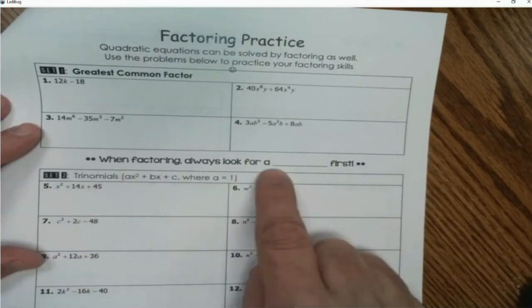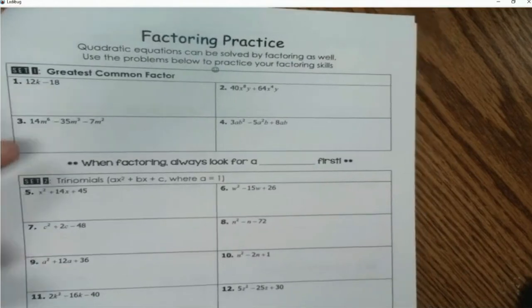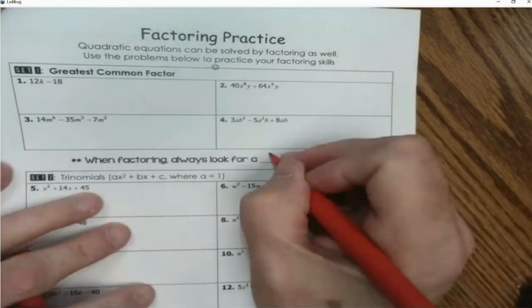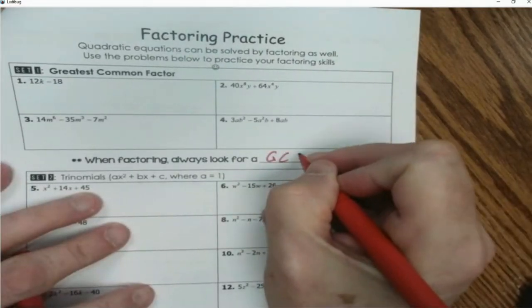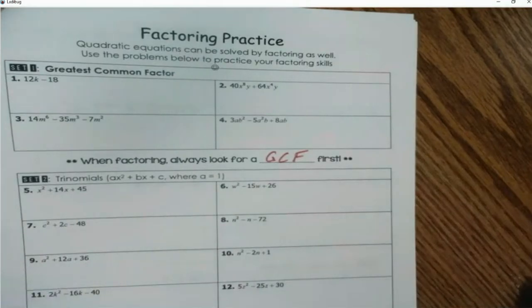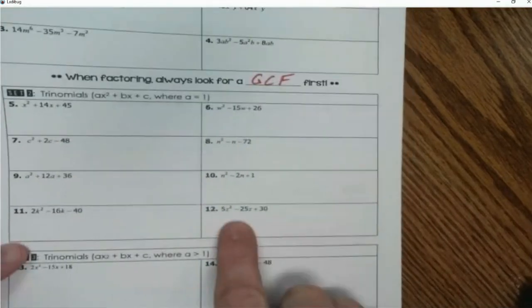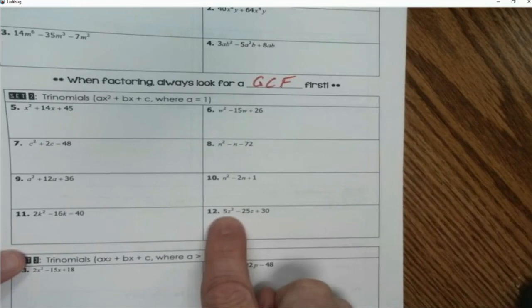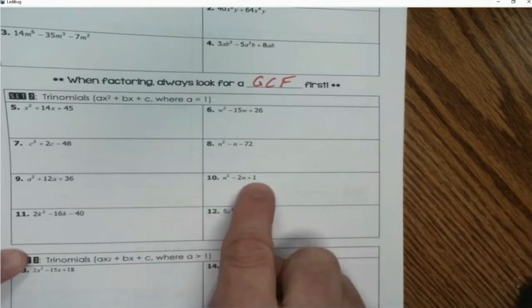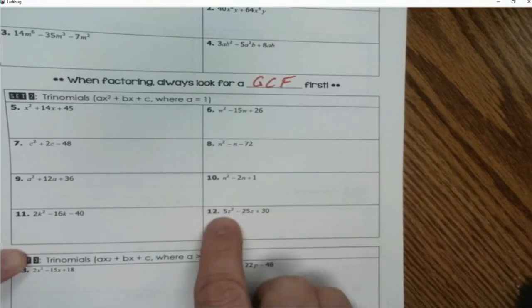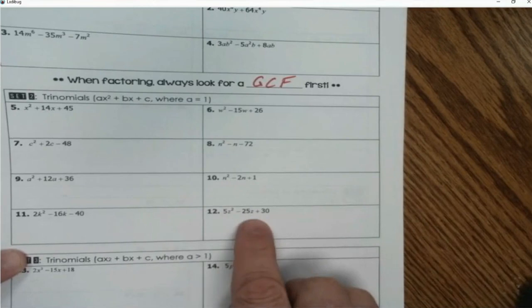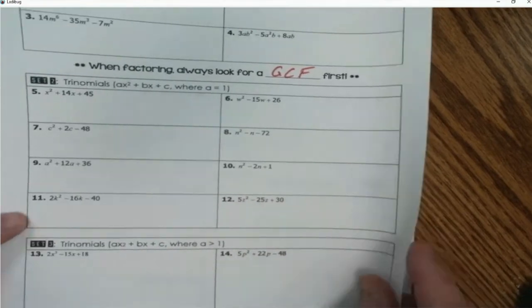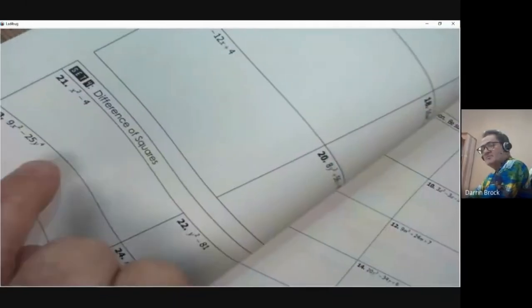When factoring, always look for a greatest common factor first. Yeah, that first thing was greatest common factor. Because on this one, before you started, you want to factor out a 5. Now this is just a regular one like this to factor, because it would be z squared minus 5z plus 6. And then some more practice on trinomials with that. So again, difference of squares practicing, have some more of those problems.